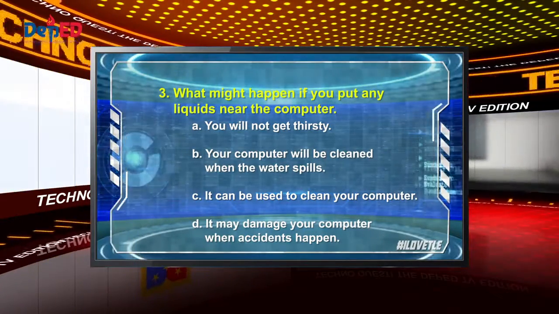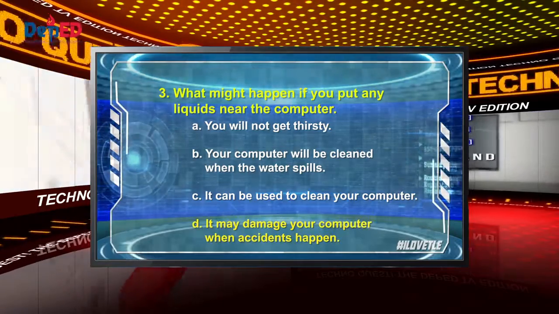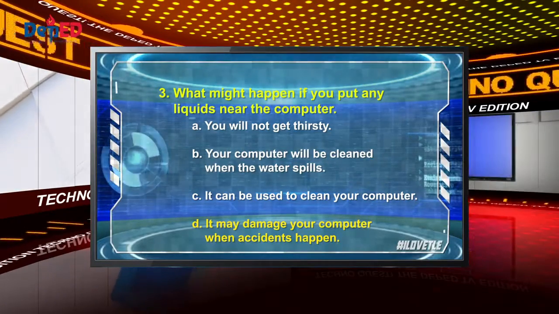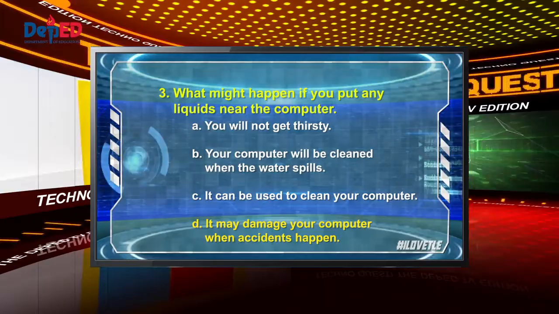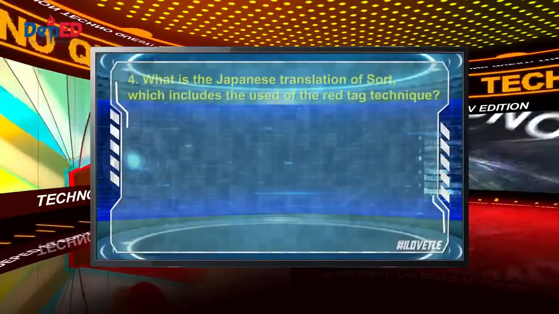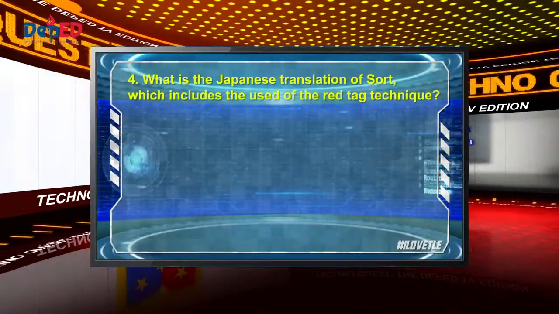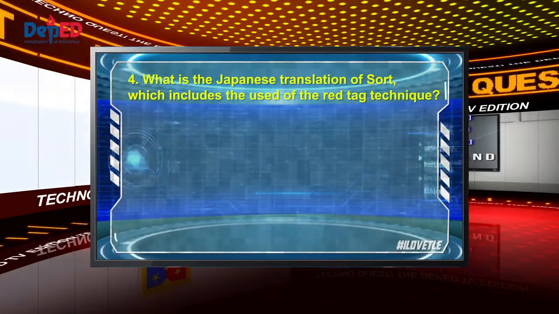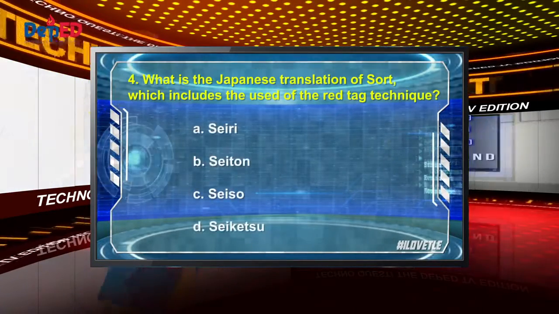The correct answer is letter D. It may damage your computer when accidents happen. Let's play round number 4. What is the Japanese translation of sort, which includes the use of the red tag technique?